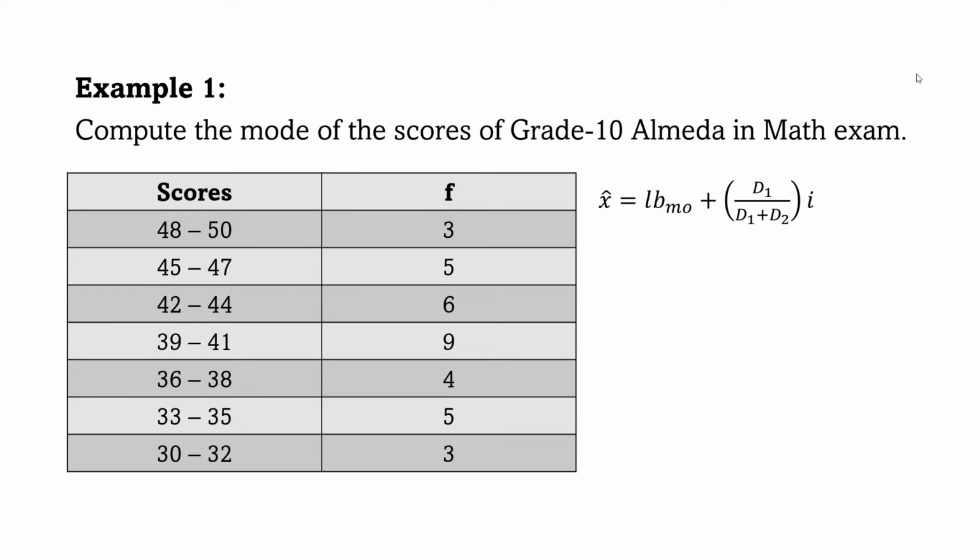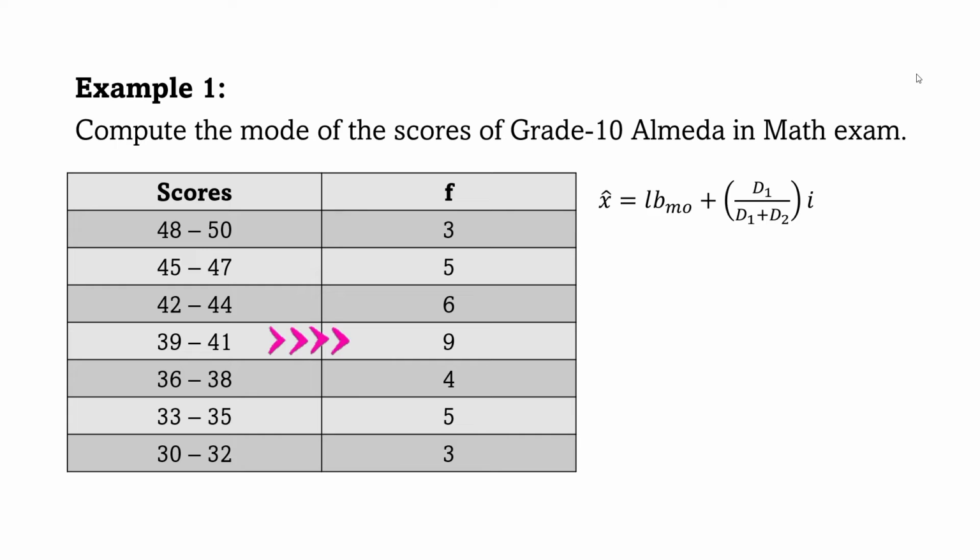So we have our formula. Mode is equal to LB sub M plus D1 divided by D1 plus D2 times I. So the first thing we do is to identify the modal class in our table. Kung sino yung may highest frequency, siya yung magiging modal class natin. So here is the highest frequency, which is 9. So this row is our modal class.